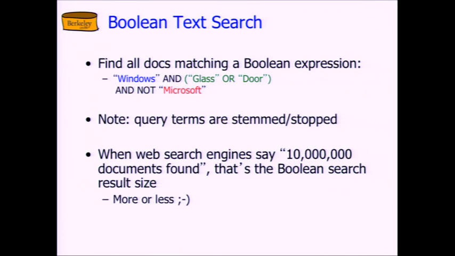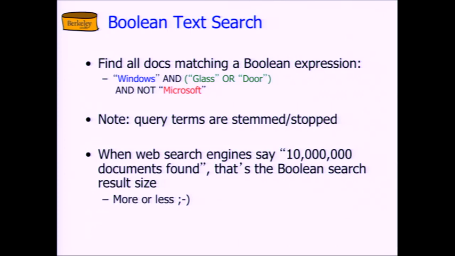So Windows will become window, for example, so that for a document that has the word window or windowed or windower, it will find all of those things. Query terms are stemmed and stopped just like the documents are. And so when Google comes back and says 10 million documents found, it's pretty much at least an approximation of what you would get with Boolean search. Okay?